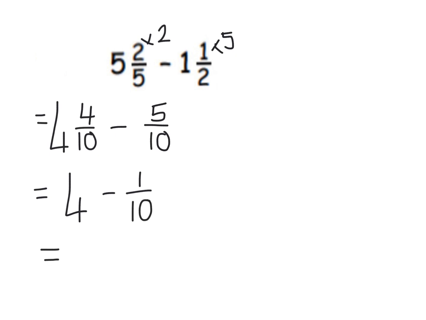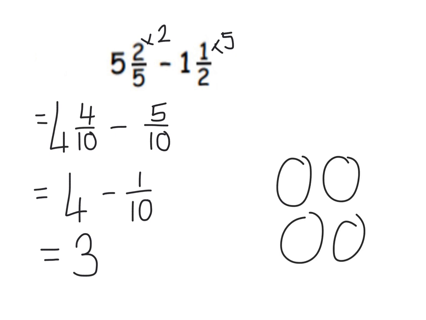Now, to take 1/10 away from 4, I'm going to go into 3. So think about it. If you had 4 cakes and I take a little bit out of one of them, you've now only got 3 full cakes, yeah? And there would be 9/10 left there. So I've got 3 and 9/10.